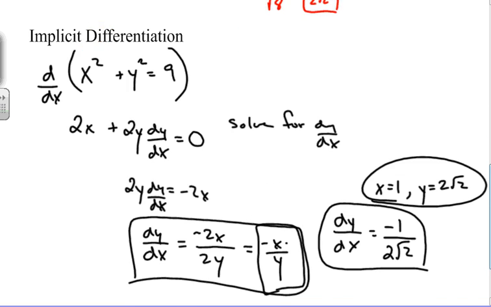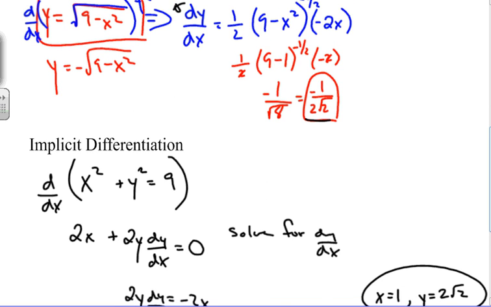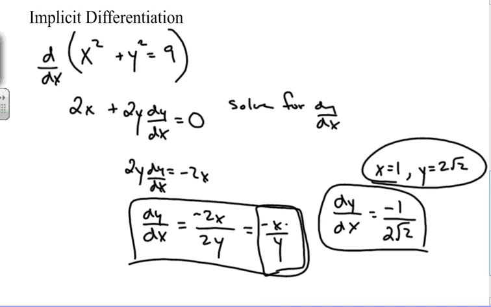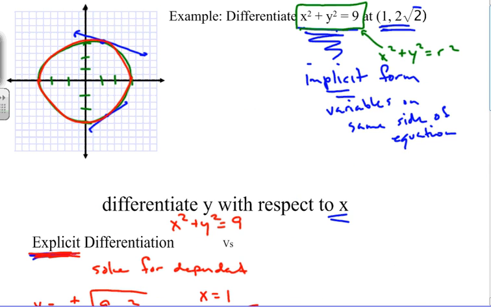If you recall, that's the same answer we got when we did it explicitly. However, we didn't have to solve for y in the beginning. We just had to take the derivative and then solve for dy dx and plug in our point. So this right here is the slope. This is the slope of this tangent line. That slope is negative 1 over 2 square root of 2 using implicit differentiation.